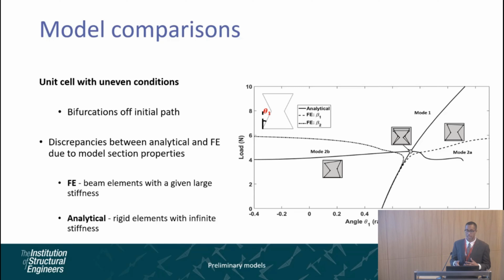Numerically, we tried to replicate this initially by adding some geometrical imperfections to the system. But as you can see, there are some discrepancies between the analytical and the FE model. And this was due to the fact that the FE was based on beam elements which had a given large stiffness, whereas the analytic one assumed rigid elements with infinite stiffness and no strain. So seeing these types of differences even at a unit scale level was quite important, and especially when we're trying to upscale to larger lattices to see what sorts of differences we'll get.